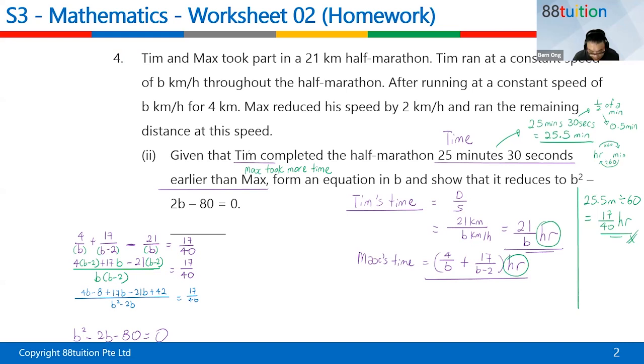21b minus 21b, no more. Very good. 4b plus 17b is 21b. 21b minus 21b, no more. Minus 8 plus 42. What is minus 8 plus 42? 42 minus 8 is 34. Sorry, I get excited easily. 34 over b squared minus 2b is equal to 17 over 40.